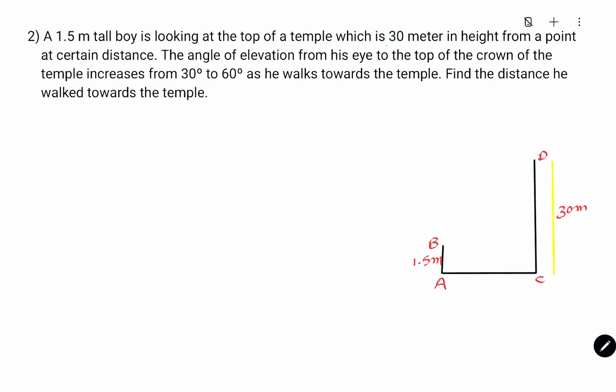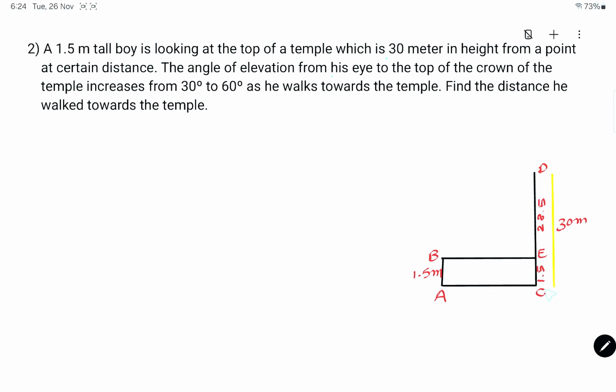Now draw one horizontal line parallel to AC. Here we write the name as E. AB is parallel to EC, and this looks like a rectangle, so opposite sides are equal. So here EC is 1.5 meters. Then ED is equal to 28.5. Here 30 minus 1.5 is equal to 28.5.